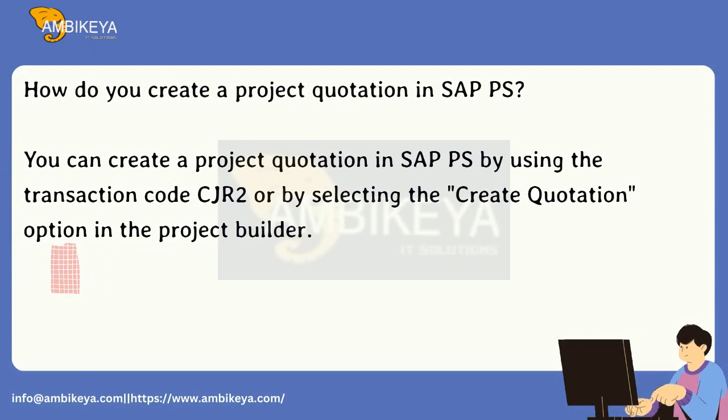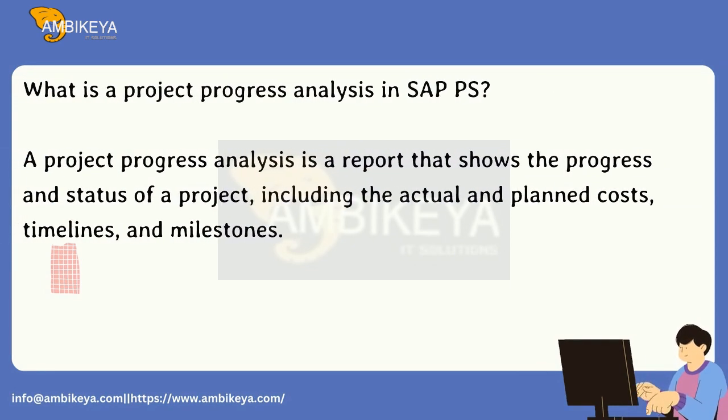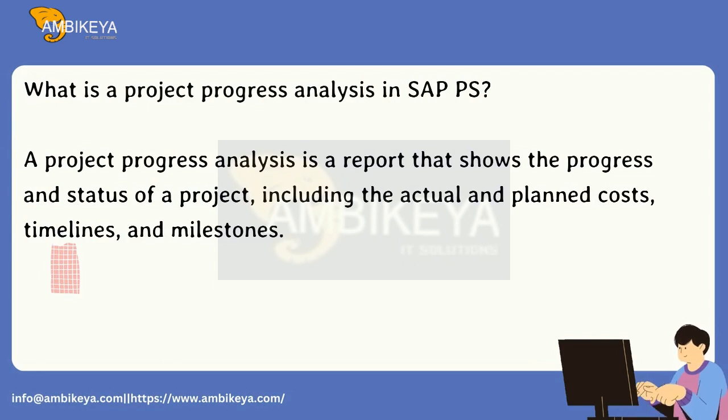How do you create a project quotation in SAP PS? You can create a project quotation in SAP PS by using the transaction code CJR2 or by selecting the Create Quotation option in the Project Builder. What is a project progress analysis in SAP PS? A project progress analysis is a report that shows the progress and status of a project, including the actual and planned costs, timelines, and milestones.